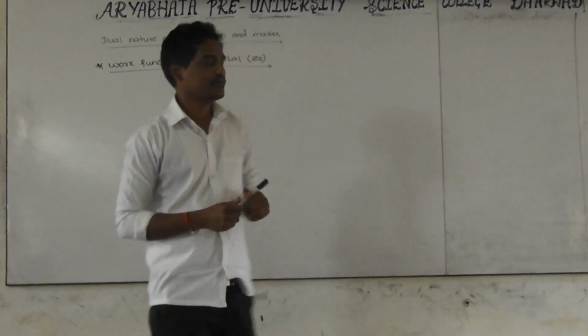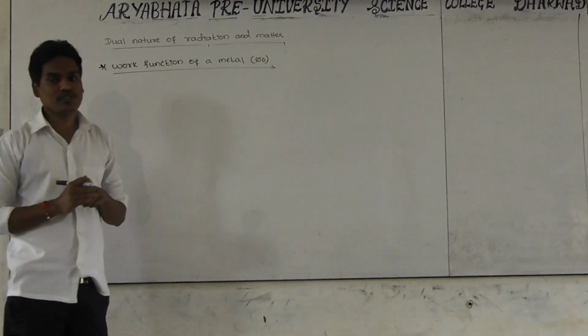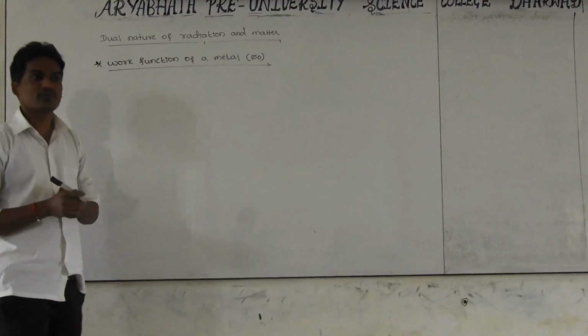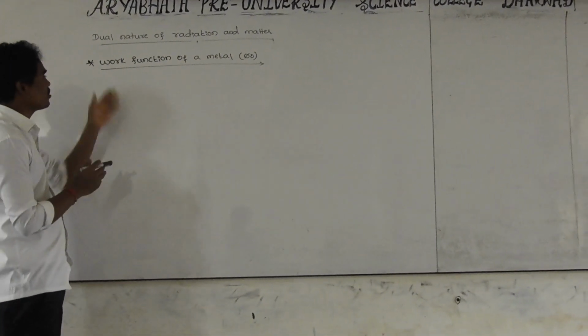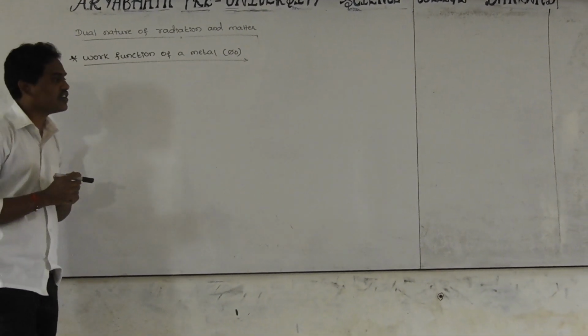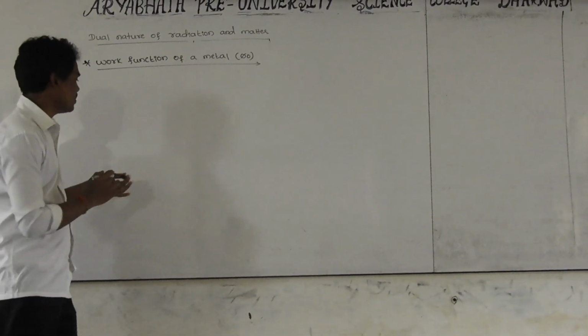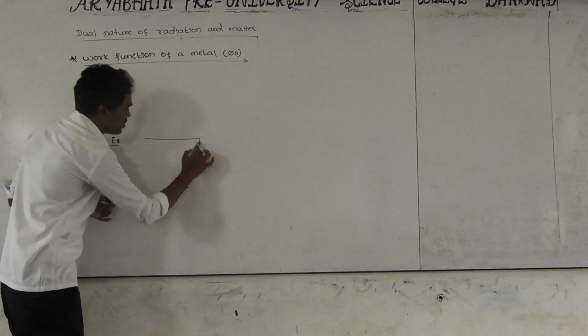Good morning, students. Yesterday we left off at the concept of work function. Today we continue with the term, the work function of a metal. How do we define the work function of a metal? This work function is different for different metals. Here, let us consider an example with one metal.